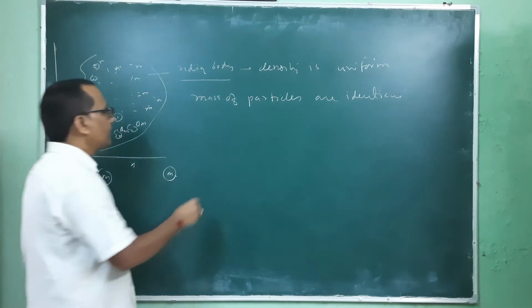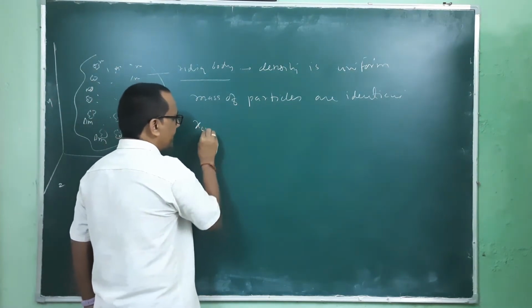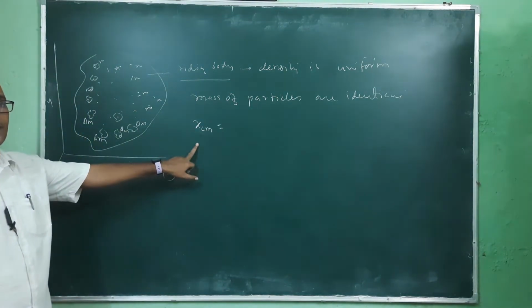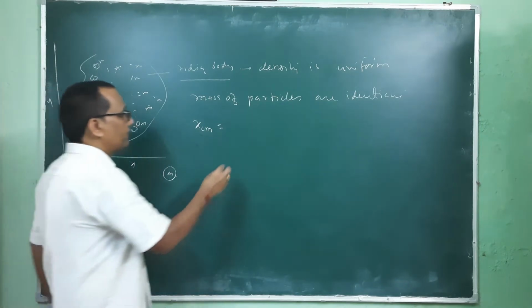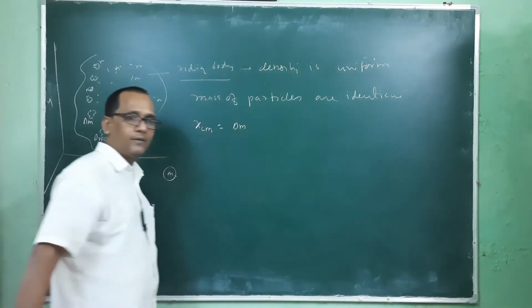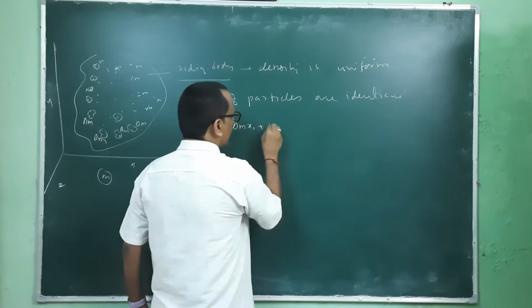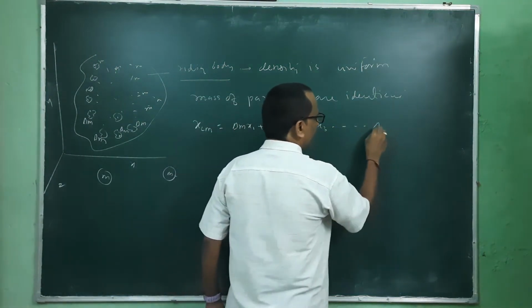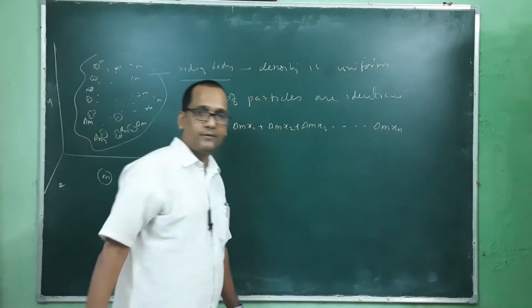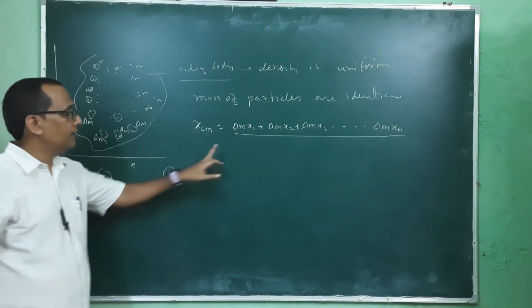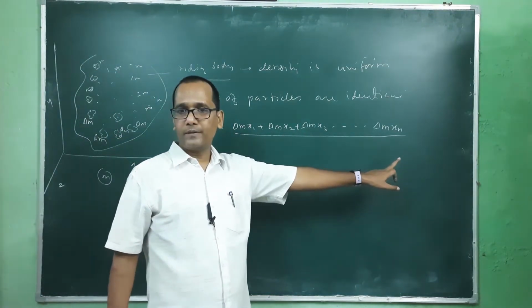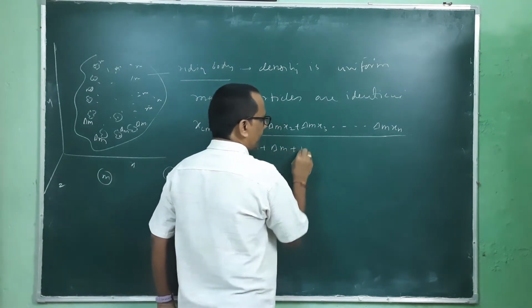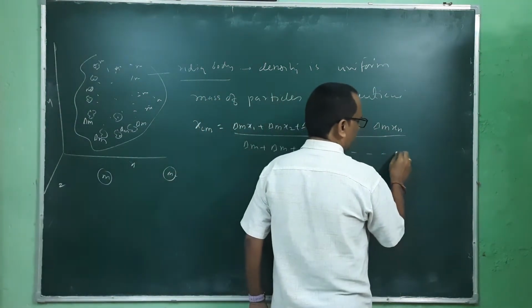And then the center of mass along the x-axis, xcm, is equal to delta m times x1 plus delta m times x2, delta m times x3, and so on, delta m times xn, divided by the total mass. Because delta m is everywhere, the total mass will be delta m plus delta m plus delta m, and so on, n times.